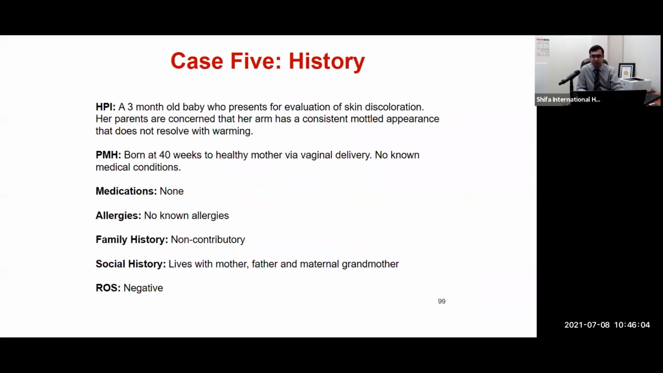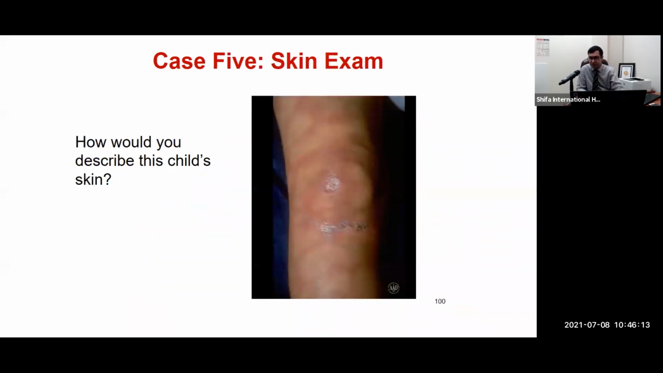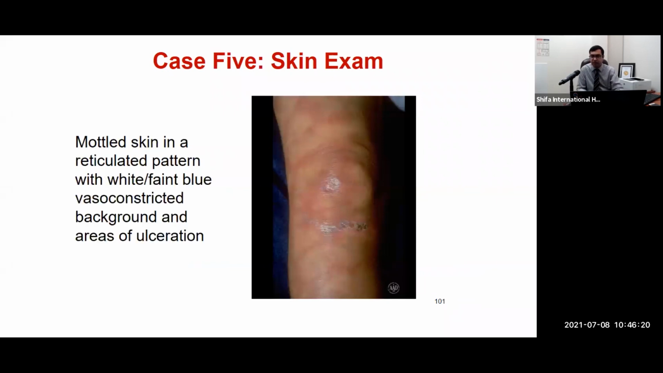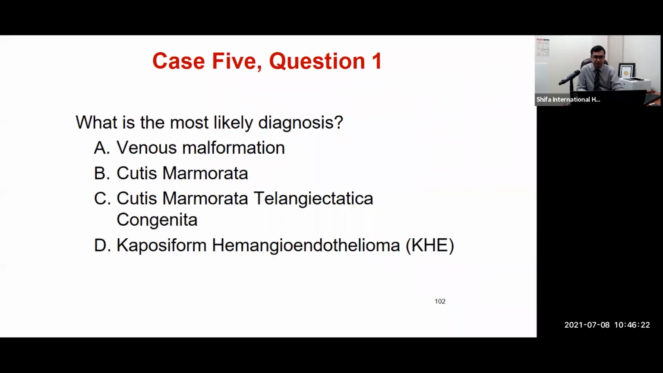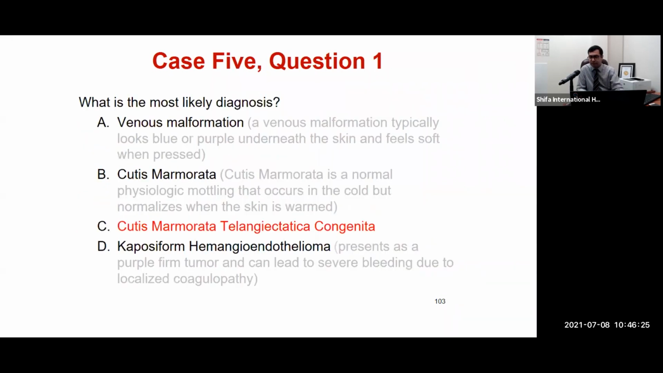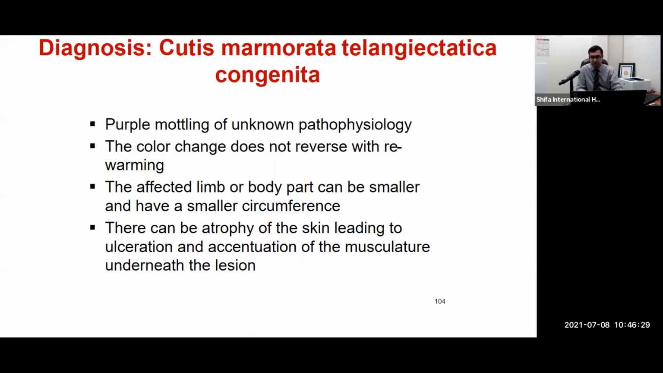Case 5, a 3-month-old presented with this lesion. The parents are concerned that her arm has consistent, permanent mottling. One is temporary, one is permanent. This is very rare, but I've seen it at least once in Pakistan, and it is reasonably common because of our population. This is a mottled reticulated pattern, and this is cutis marmorata telangiectatica congenita. Again, PDL vascular laser can deal with it. It calms down and settles slightly with age as well. So there are 2 options: wait and watch, or you can do the vascular laser.